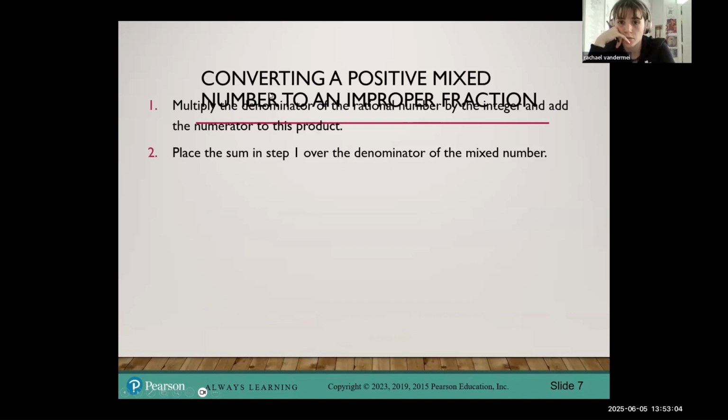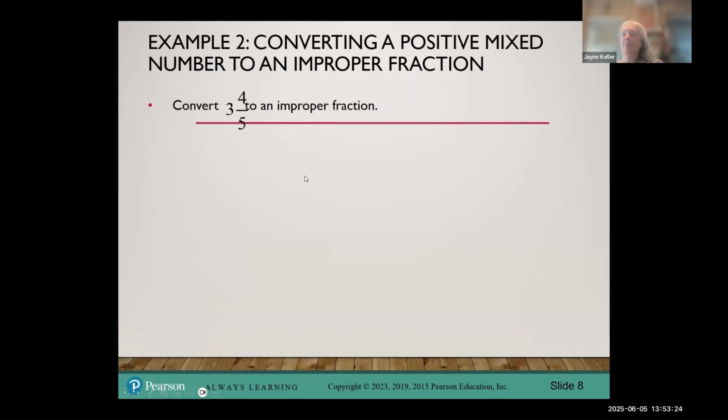And to go from the mixed number to the improper fraction, we're going to multiply the denominator by whatever the whole integer is, and then add that numerator to the product. And then that becomes our new numerator, and we just keep the denominator. So what that looks like, if I'm doing something like this one, 3 and 4/5, is I'm going to take the whole number part, 3, multiply it by the denominator, add it to the numerator, and then I'm going to keep the denominator. So that's what that looks like.